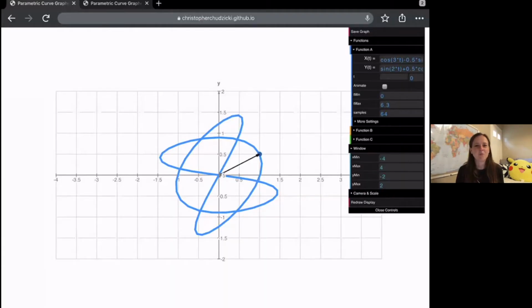All right, so let's go look at a few of these vector valued functions being graphed by some technology. All right, so here I have a pretty cool website. I'm going to link this on our Moodle page so you can play around with it. You can see up in the upper right-hand corner there, it says function A, and I've got the X component function and the Y component function typed in, and it gives us this sort of funky shape here.